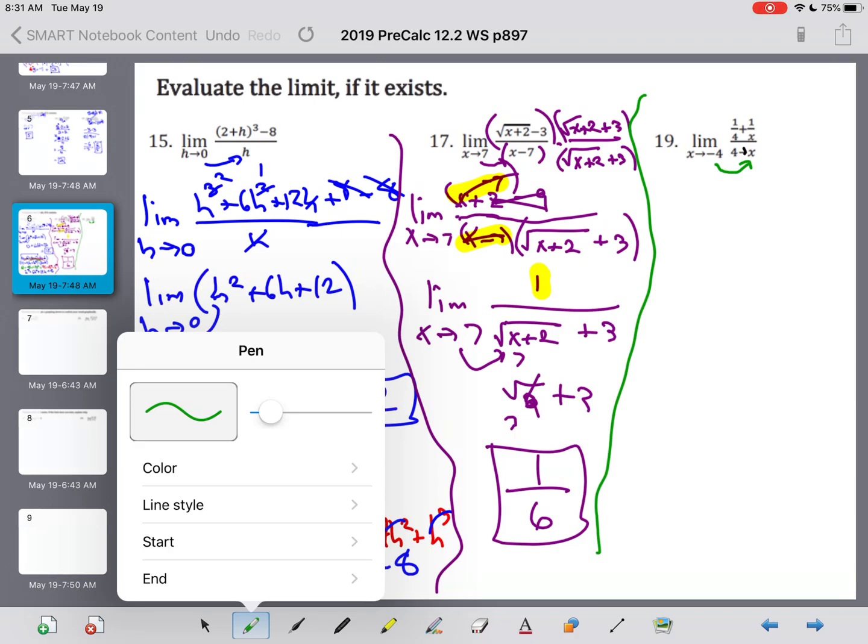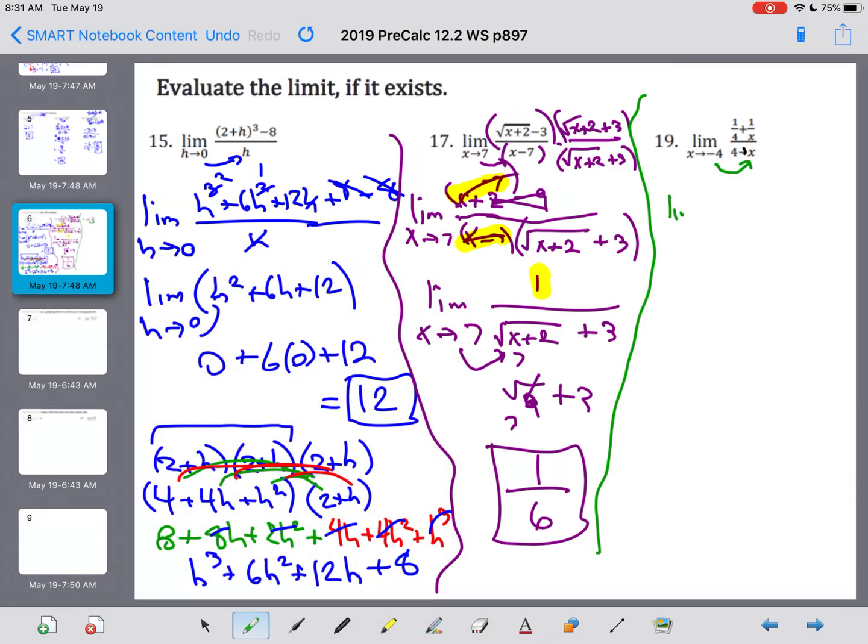Okay, so I'm going to get the limit as x approaches negative 4. I'm going to get a common denominator of 4x here, which is going to give me x plus 4. And down here I have 4 plus x.